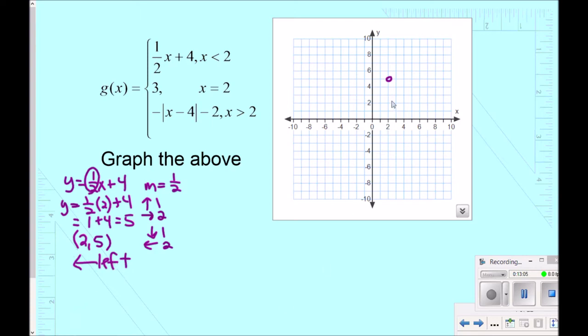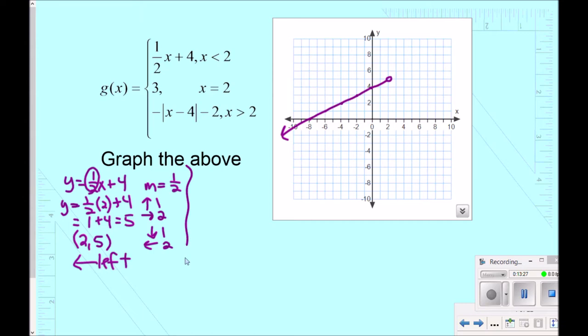So from this point, I'm going down 1 and left 2 a few times. Down 1, left 2, down 1, left 2, and so forth. And again, don't go through that open point, and then just draw the line in from there. So that's our first piece.